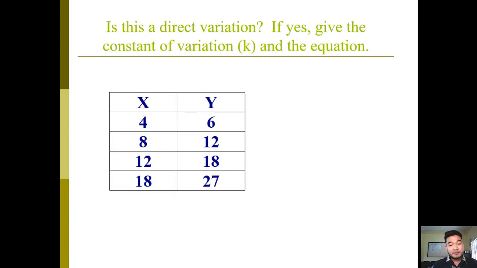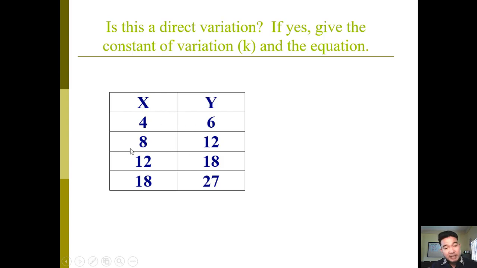Correct. Is this a direct variation? If yes, give the constant of variation k and the equation. So how can we check if the given set of values is a table for direct variation? Kailangan magkakamukha ang value ng k. Pag hindi magkakamukha ang value ng k, then the table of values do not represent direct variation. Let us check here. 6 divided by 4 is equal to 3 over 2 or 1.5. So that's 1.5.